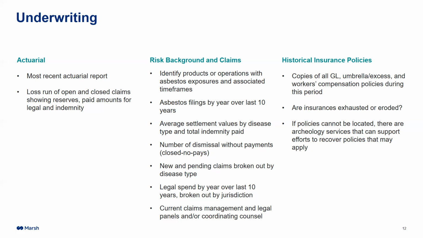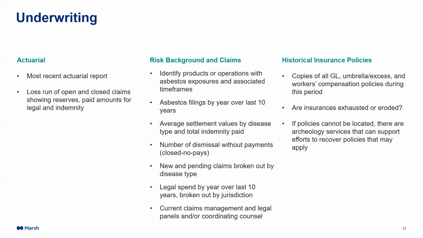So what are the claims that we've seen from a history perspective? What are the disease types? Is it mostly mesothelioma? Do you have a history of lung cancer? Is there secondary exposure based on your specific situation? Then looking at legal. So what's been the legal performance? Have you been using panel counsel? Have you been paying up and above panel counsel? What's been the legal defense strategy? Again, understanding kind of what's been done historically for a new underwriter to understand.